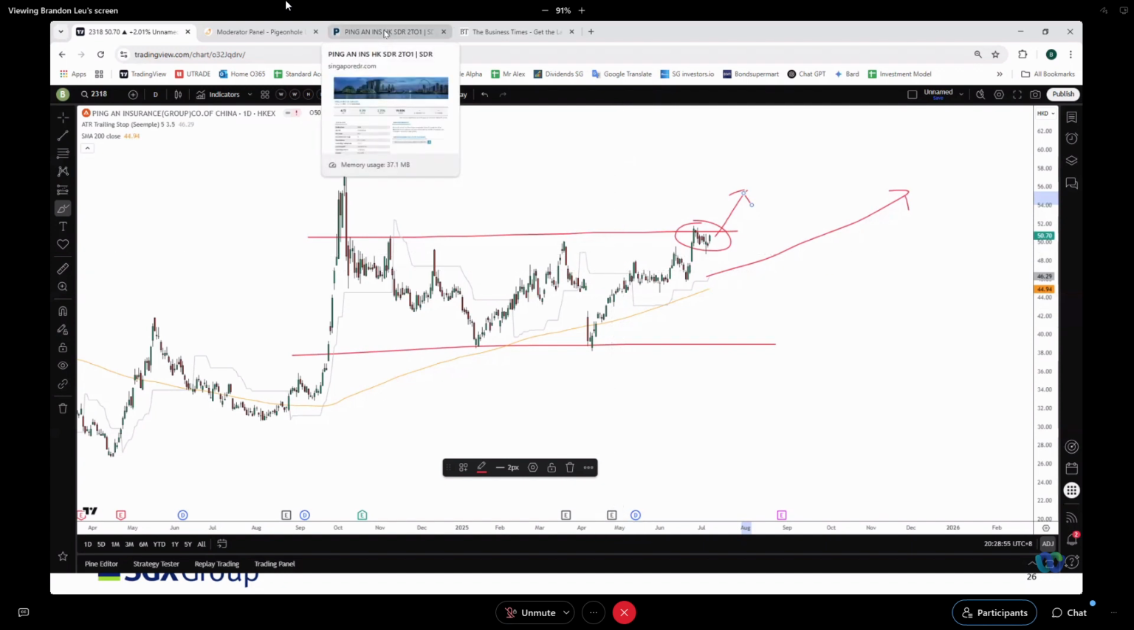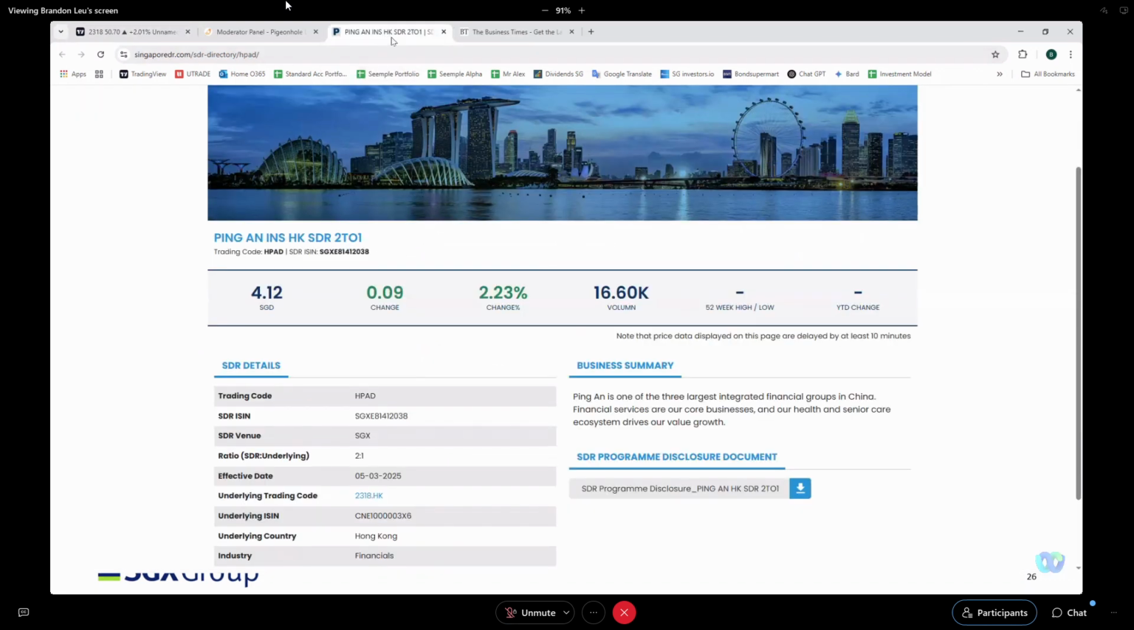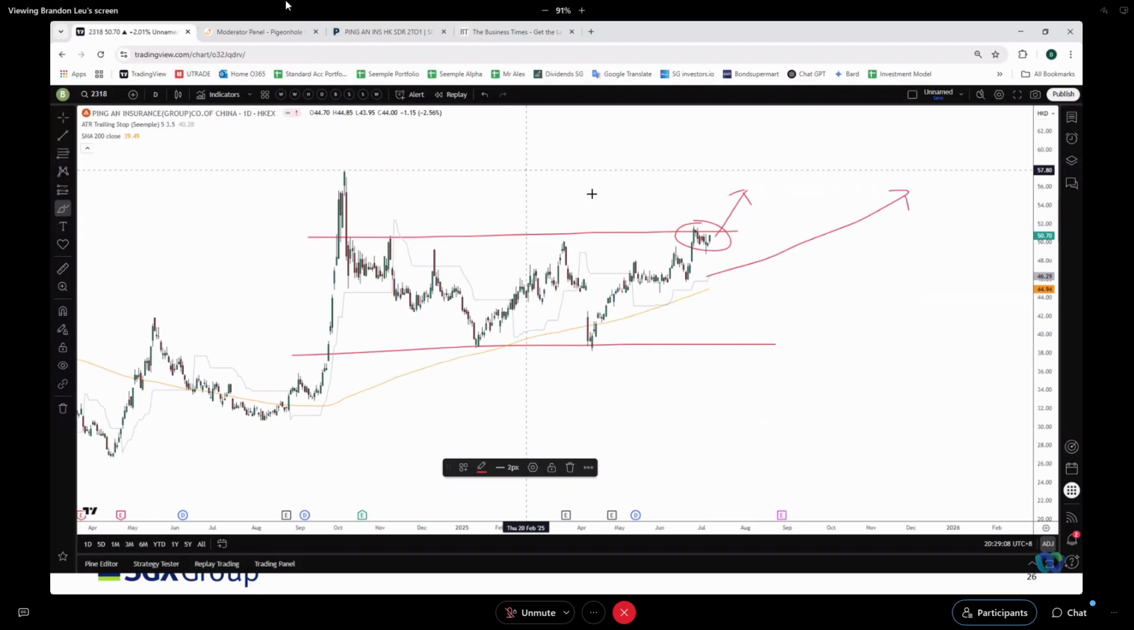We can gain access to Ping An through the SDR listed on Singapore. The trading code is HPAD. So the price is 412. This is the technical view of the Ping An insurance, where, similar again to SIA, it would break higher. We use the ATR as a trailing stop.